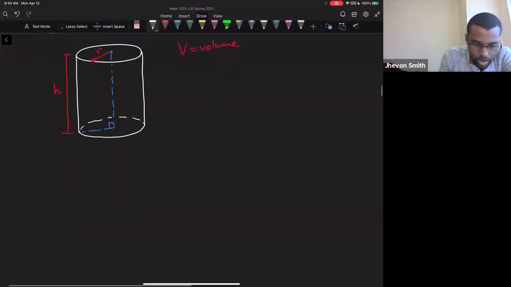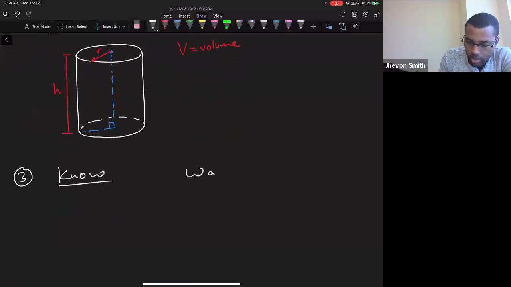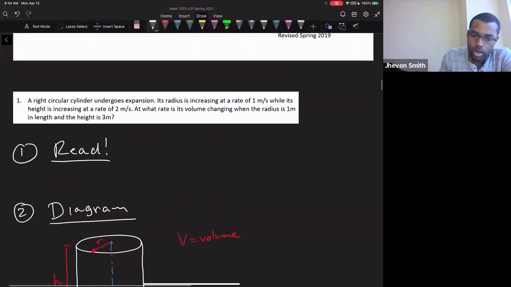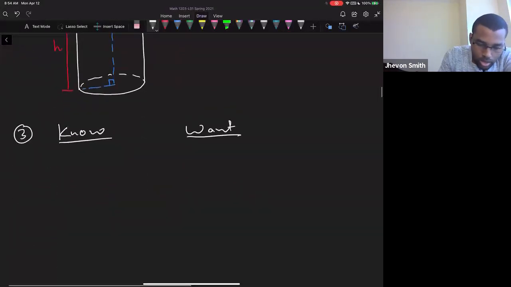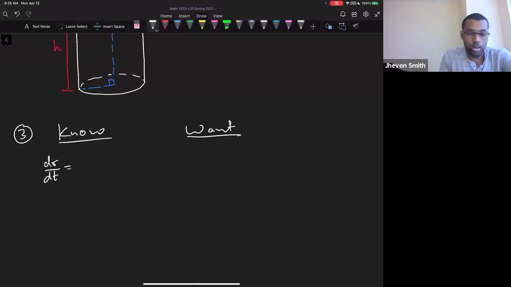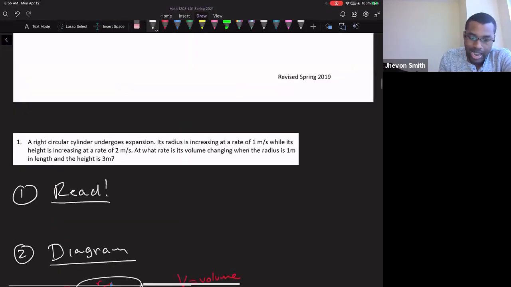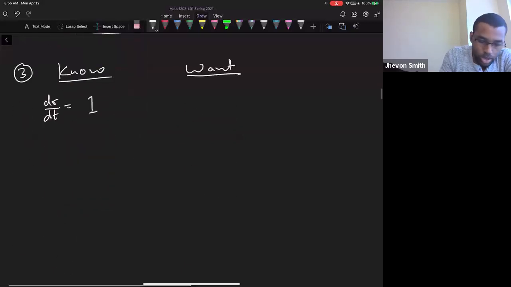Once we have that, we're going to write down what we know and what we want. Write down the given information, write down the information you want to find. What do we know? Radius is increasing at a rate of 1 meter per second. So dr/dt, remember t is always the independent variable, is 1 meter per second. The height is increasing at 2 meters per second. So I also know dh/dt is 2 meters per second.